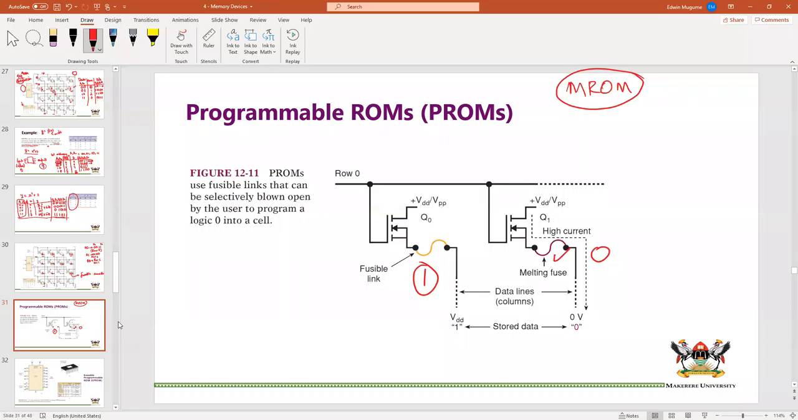However, once a PROM has been programmed, it cannot be erased. You cannot go back and reprogram, because once you blow a fuse, you have blown it. You cannot unblow it. You cannot put it back.